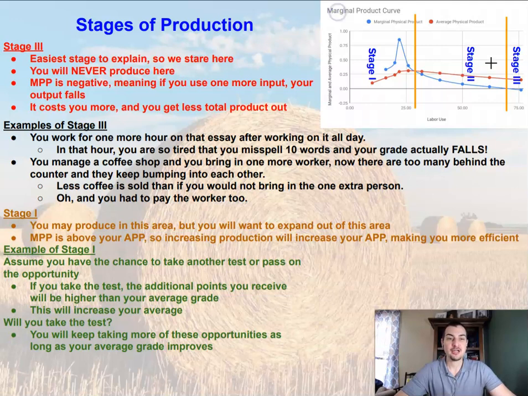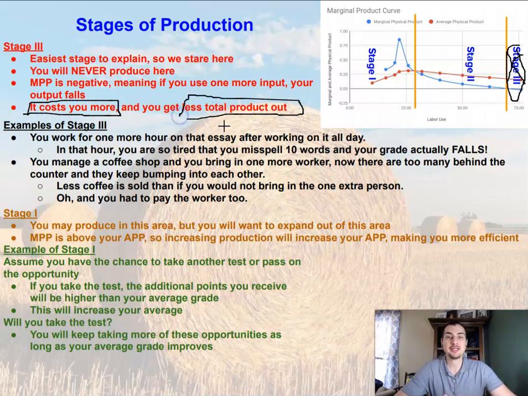So essentially, you're never going to produce in stage 3. You're never going to produce there for the simple aspect that as you increase the number of inputs, total product actually falls, which means it's going to cost you more to pay for those inputs, but you get less total product out, which doesn't make any sense. You're never going to produce there because of that fact.